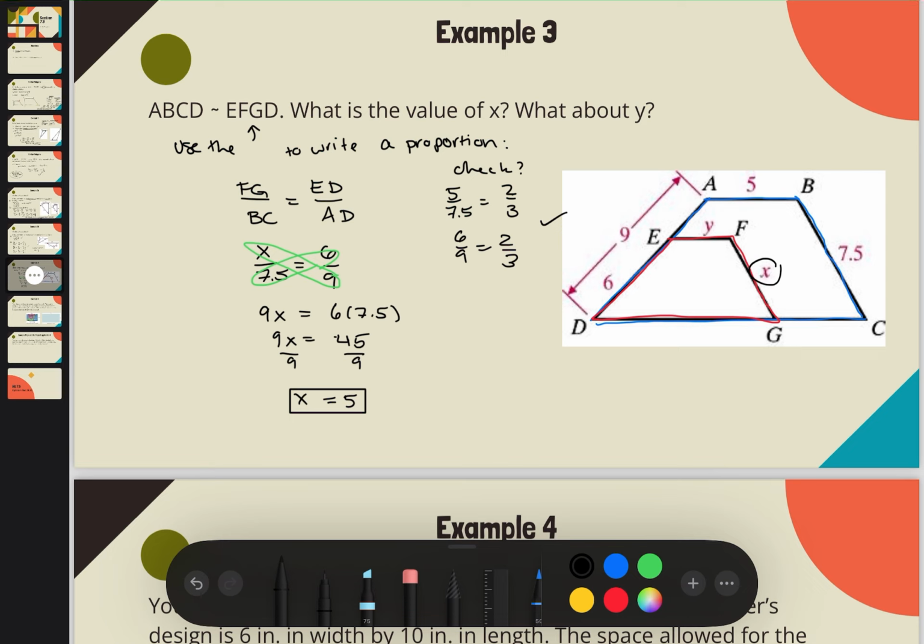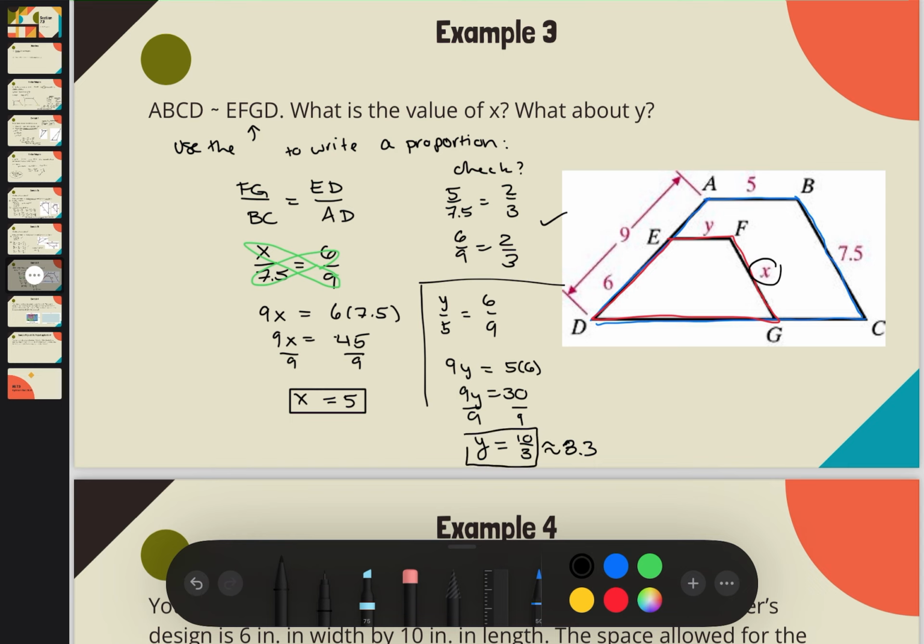How would you guys find Y? Honestly, do a very similar thing over here. I know that EF corresponds with AB, so I'm going to say y over 5 equals, let's just reuse the other sides, 6 over 9. Solve it out with your cross products. 9y equals 5 times 6, so 9y equals 30. Divide both sides by 9. It's going to give me y equals 30 divided by 9, that's either 10 over 3 if we want the exact answer, or 3.3. That is your answer, or again, 3.3 would work too.